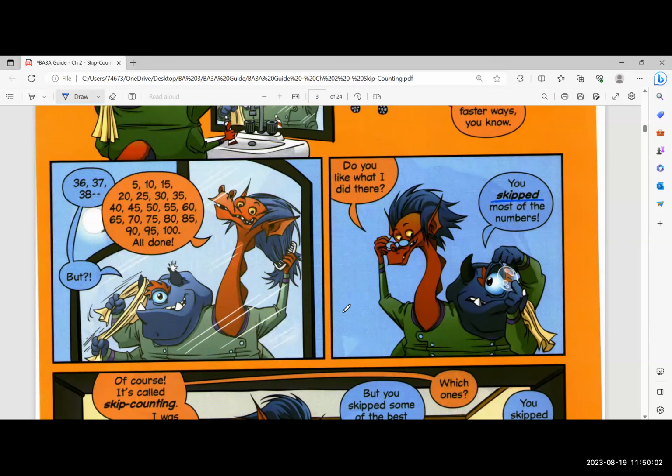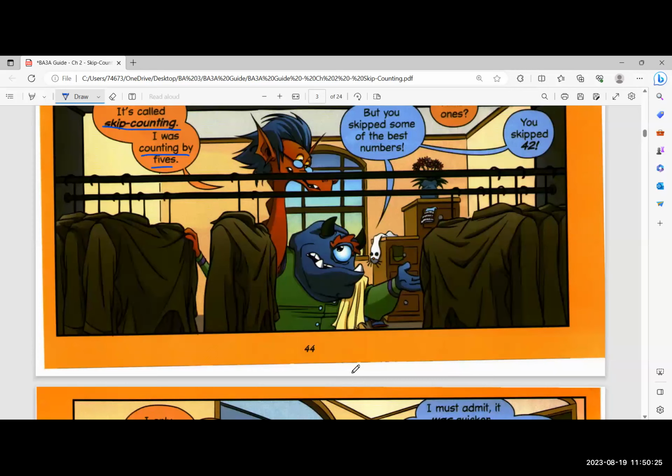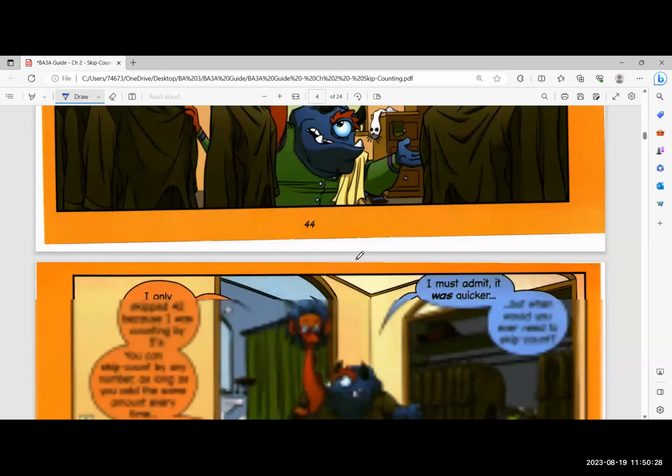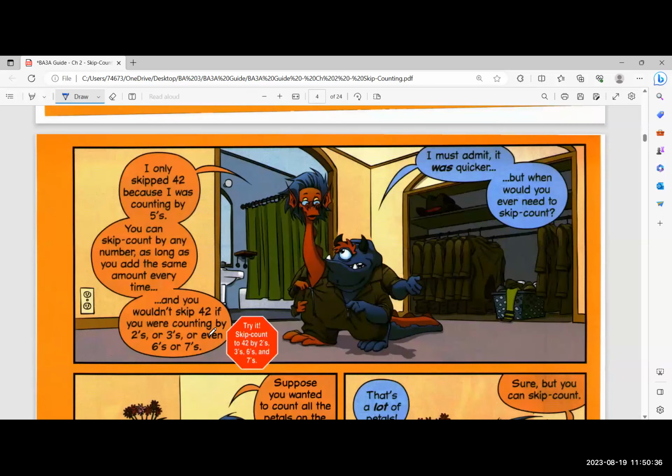This chapter is called skip counting, and that's a little introduction. Of course, it's called skip counting. I was counting by fives. You skipped some of the best numbers, which means you skipped 42. So this person thinks that 42 is one of the best numbers. But if we counted by five, then we would skip 42. So can we find other ways to count to 100? Of course.